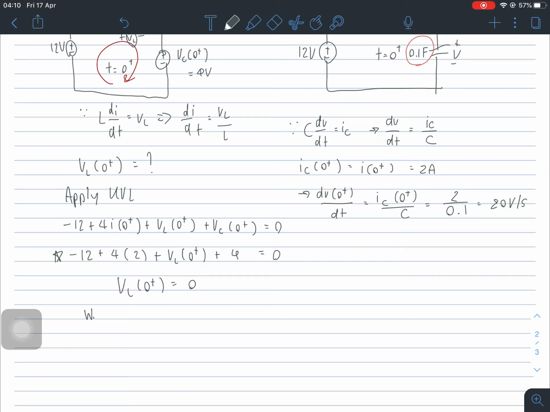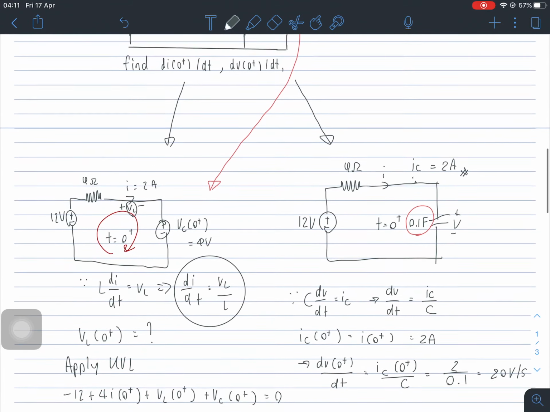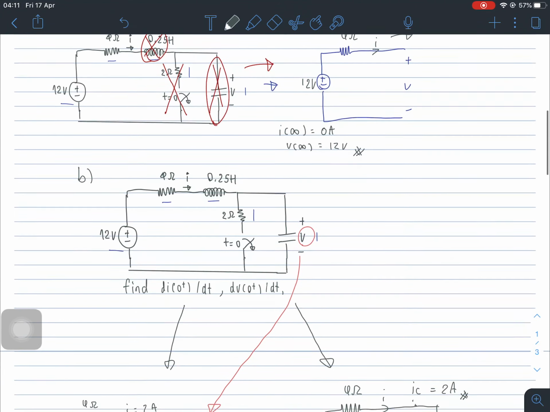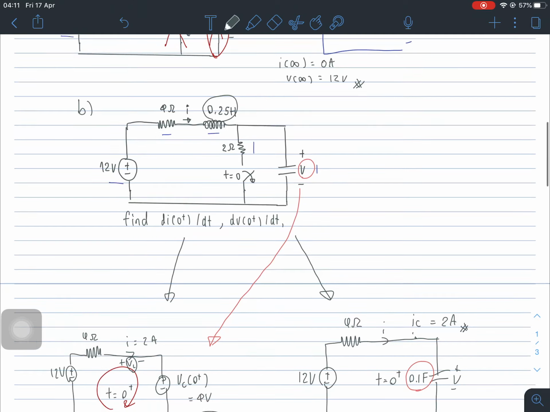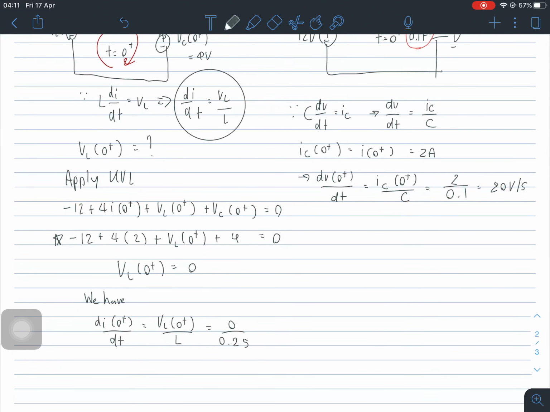And then we have di(0+)/dt equal to vL(0+) divided by L. From this one, we get 0 divided by 0.25, which is equal to 0 amps per second.